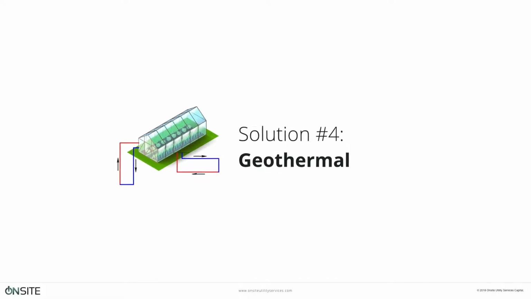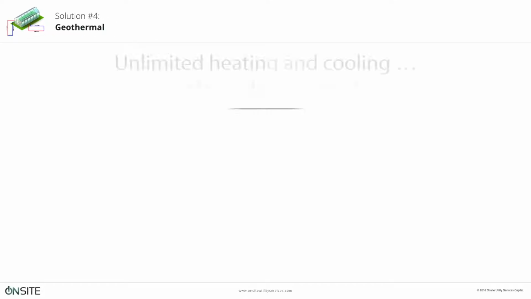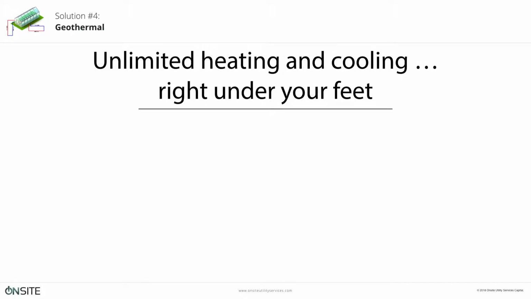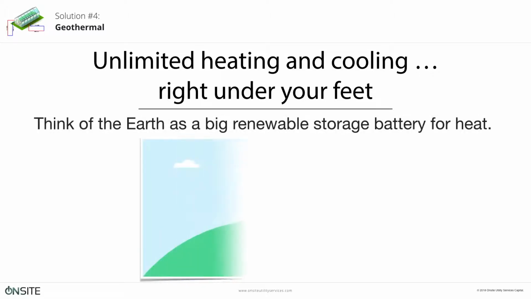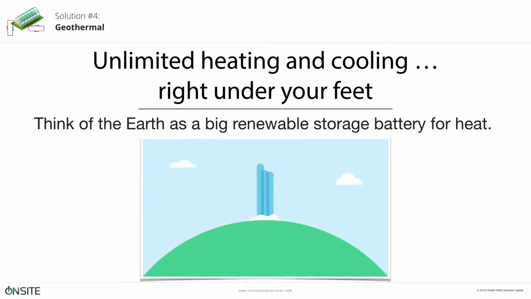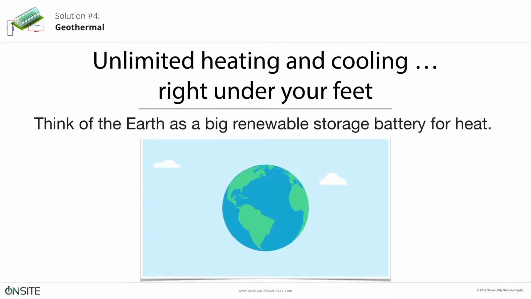Solution number 4, geothermal. There's a source of unlimited heating and cooling right under your feet, the Earth. Think of the Earth as a big renewable storage battery for heat. The Earth's core is molten magma, which is constantly at a temperature of at least 6,000 degrees Celsius. So, even at small depths, the Earth provides an ample and unlimited supply of heat.